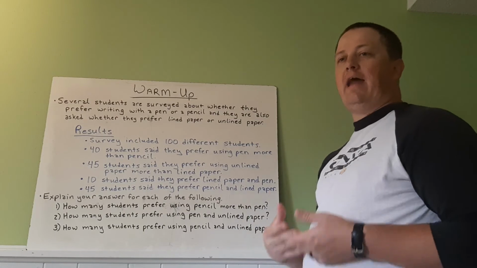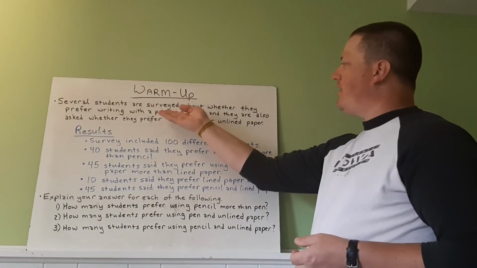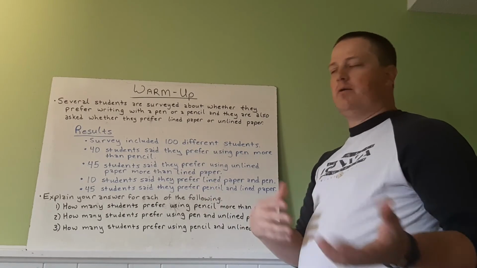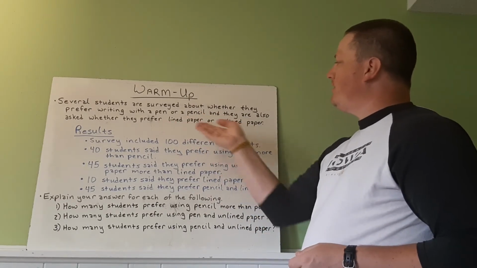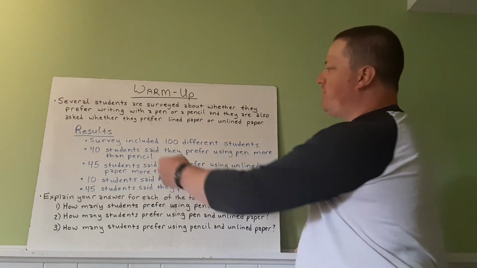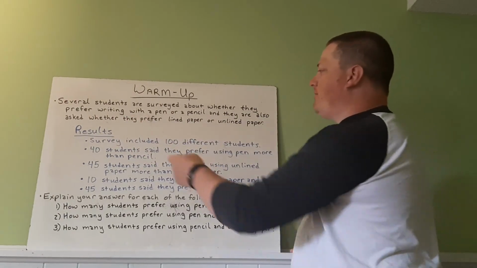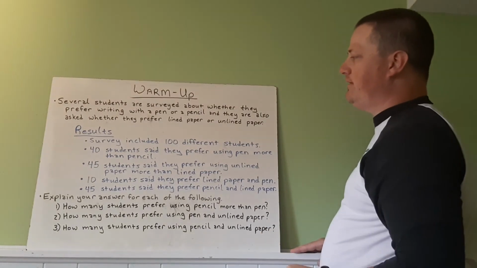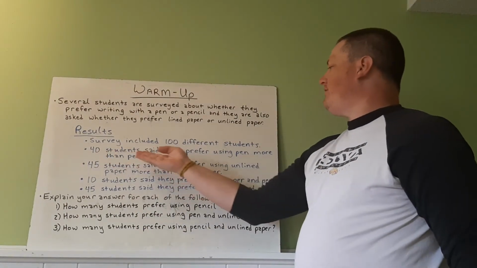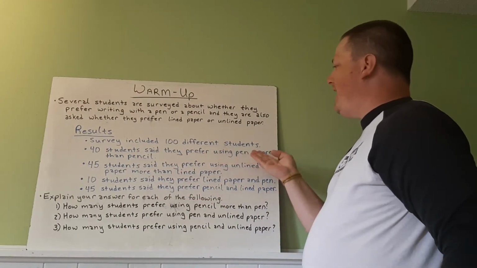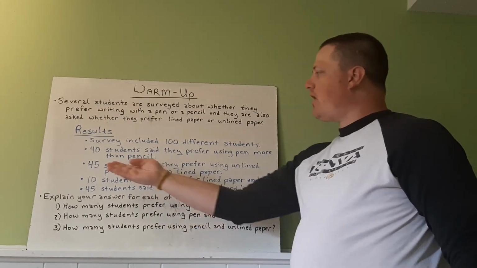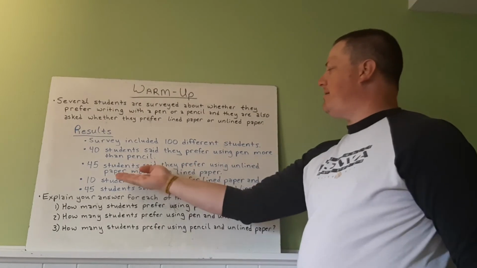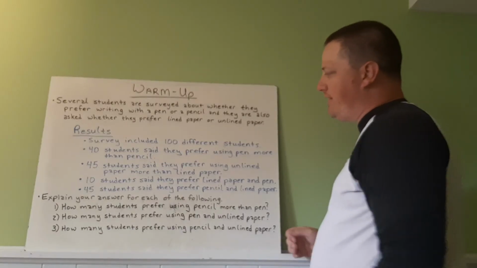So the 2 categorical situations are the writing utensil, which is separated into pen or pencil, and the paper, lined or unlined. So here are some things we got from the results. Survey included 100 different students. 40 of the students said they prefer using pen more than pencil. 45 students said they prefer using unlined paper more than lined paper.